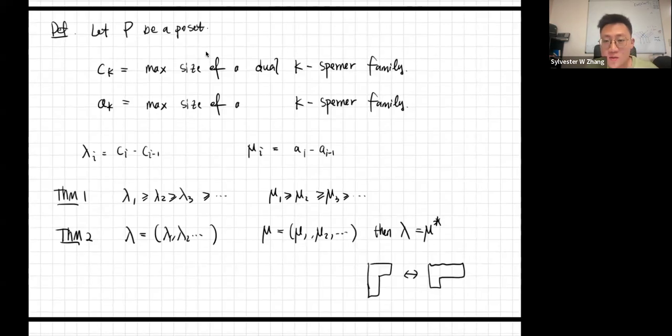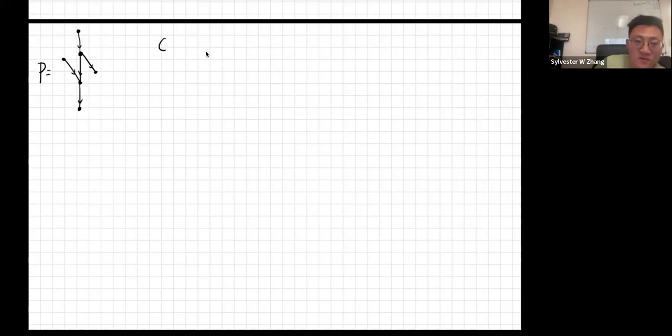I'm going to give an example. Any questions so far about the definitions? So let's just take some poset. The arrows are pointing down. Here is this poset, and let's calculate the C numbers.